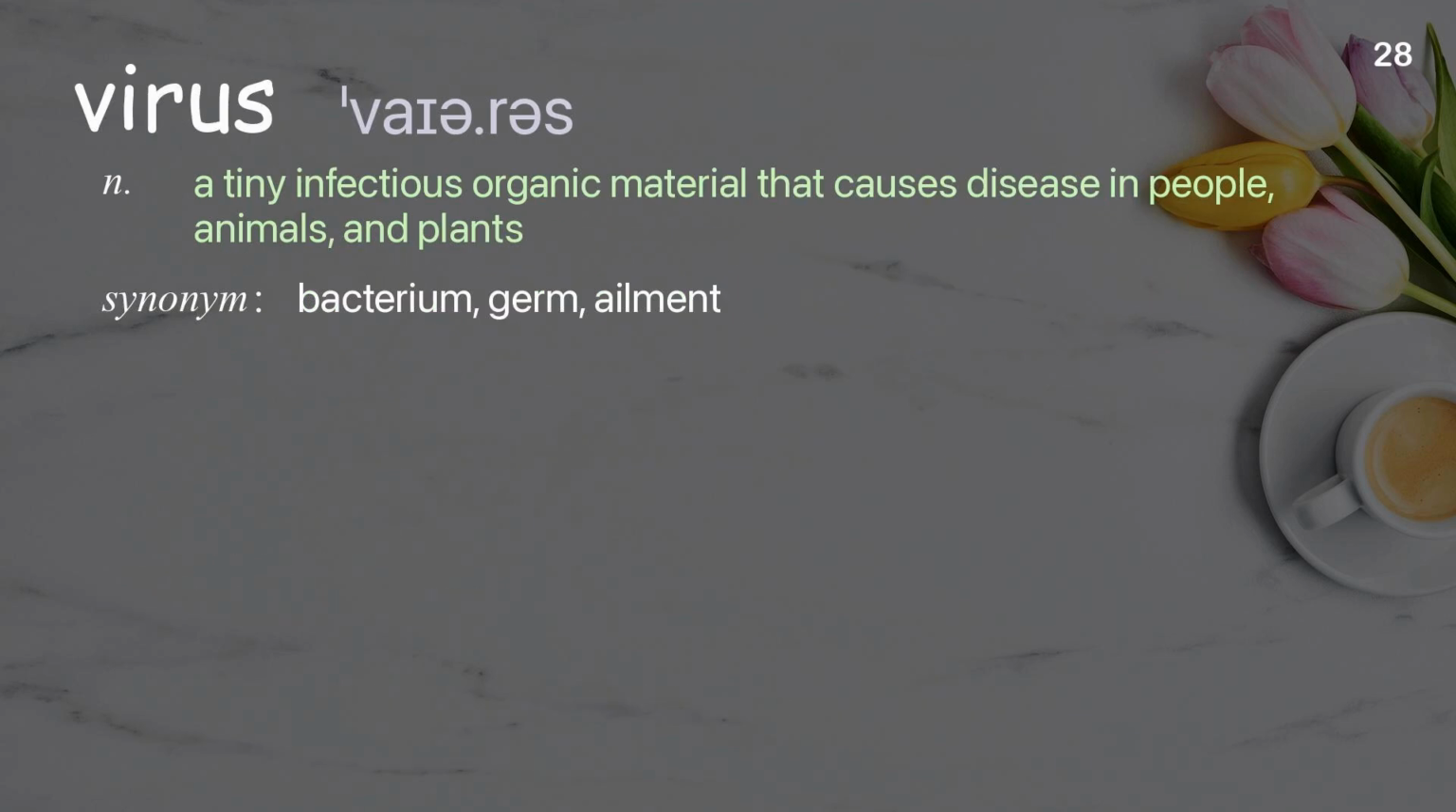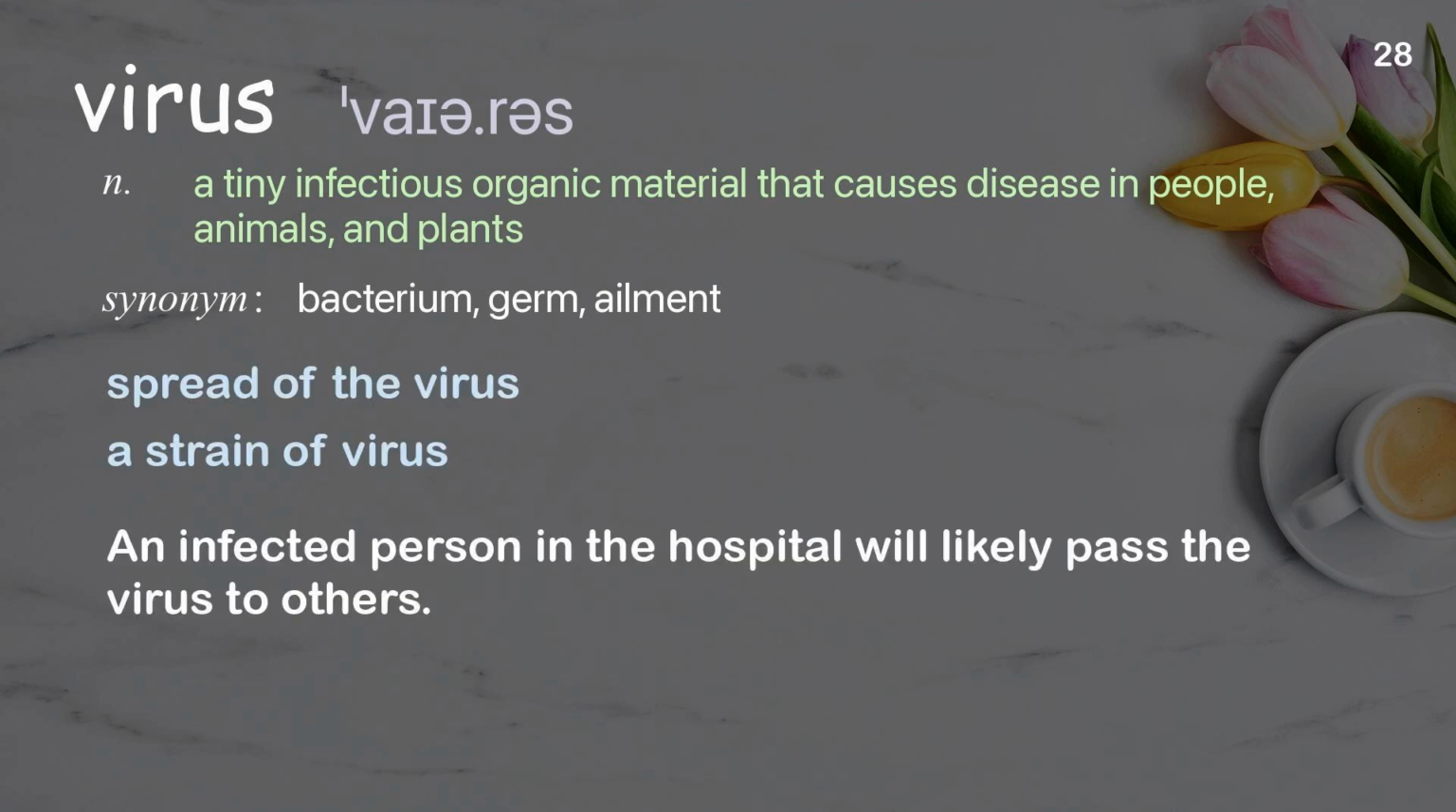Virus. A tiny infectious organic material that causes disease in people, animals, and plants. Examples: spread of the virus, a strain of virus. An infected person in the hospital will likely pass the virus to others.